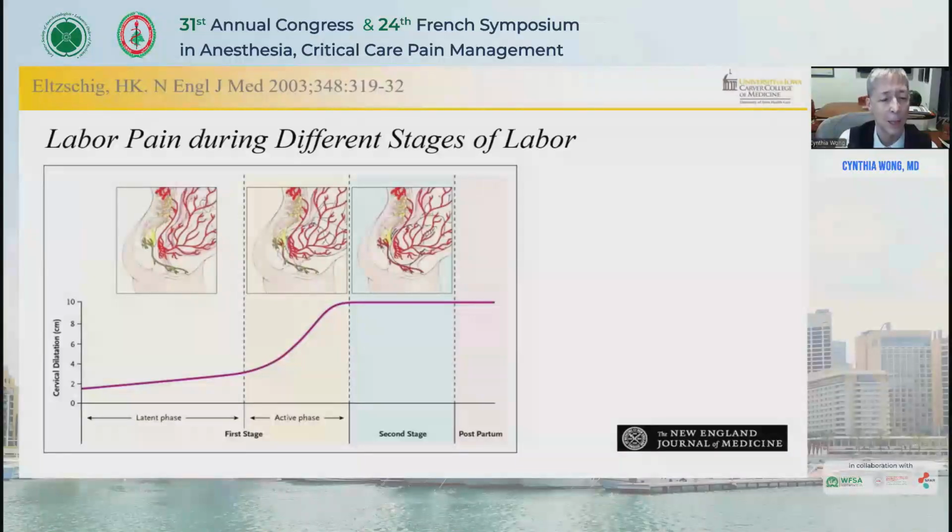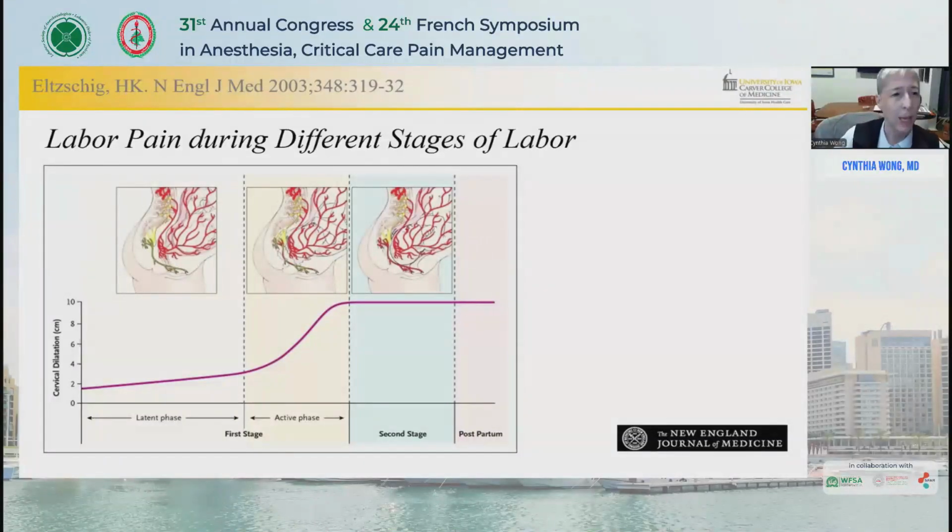The second stage is 10 centimeters until delivery of the baby. And the first stage is divided into the latent phase and the active phase. So during the latent phase, most of the work of labor is what's called ripening the cervix. And so the pain is coming primarily from the cervical region of the uterus.